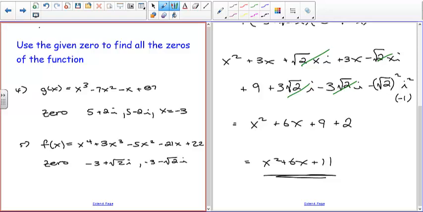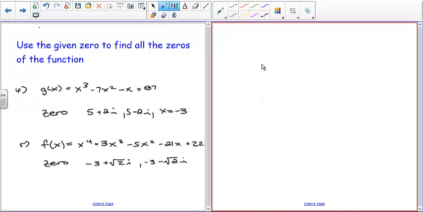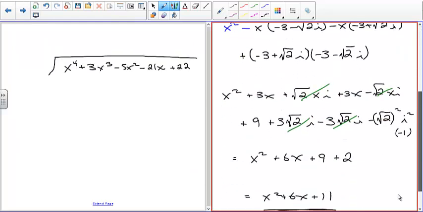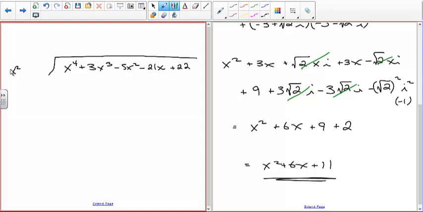Now what we need to do is divide this by that, and we'll get a second order polynomial, which we should be able to factor. So let's add a page here. We're going to take x to the fourth plus 3x cubed minus 5x squared minus 21x plus 22, and divide that by x squared plus 6x plus 11.